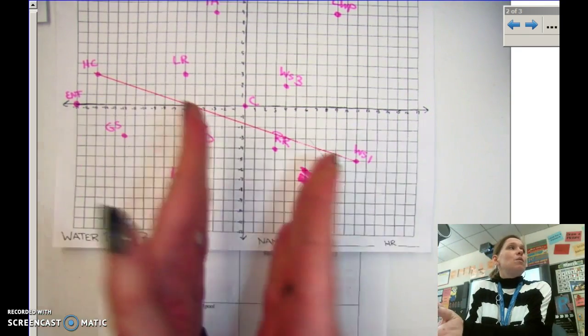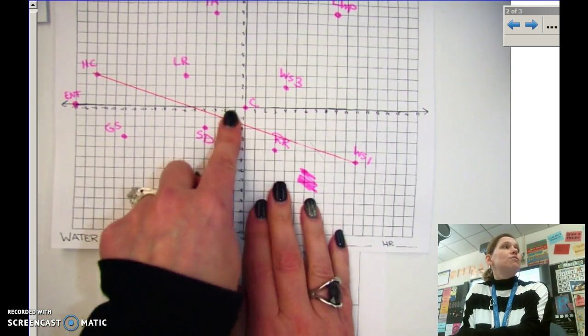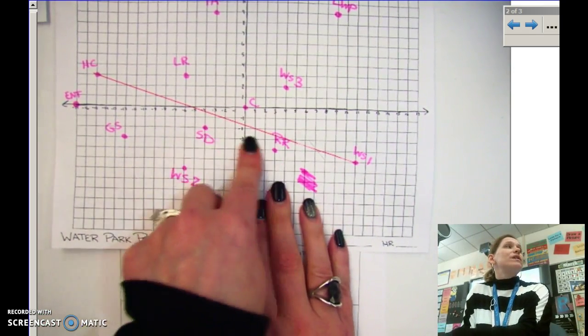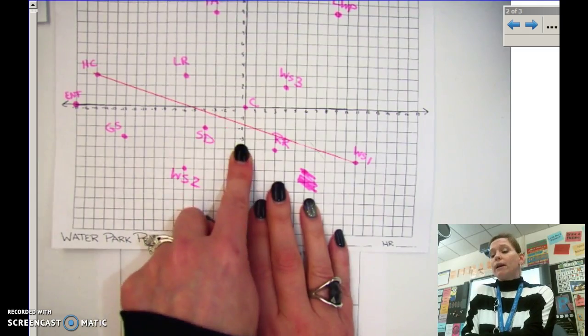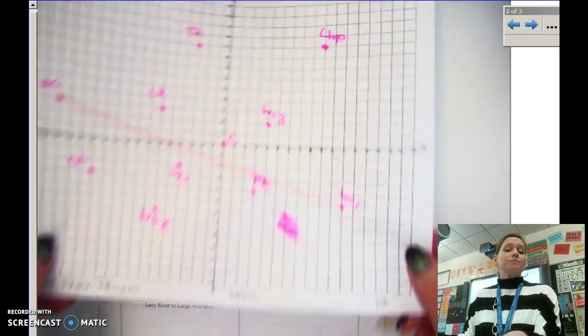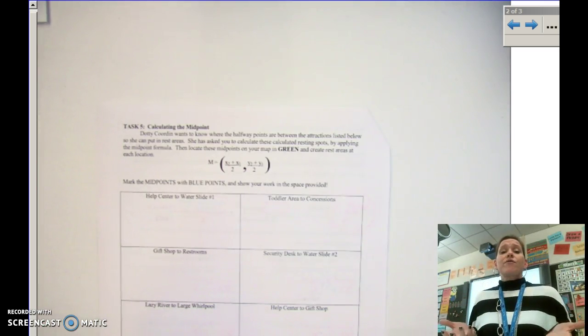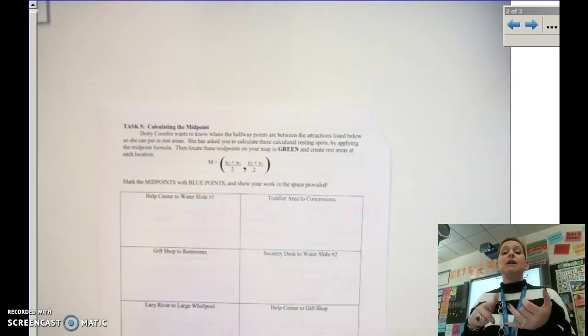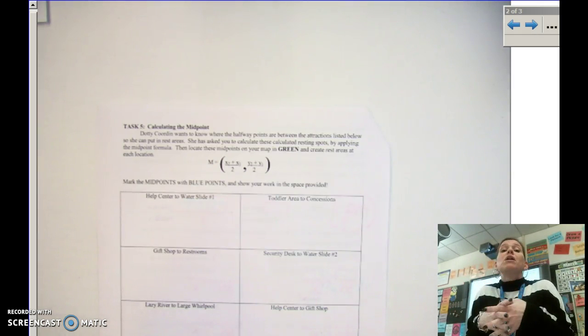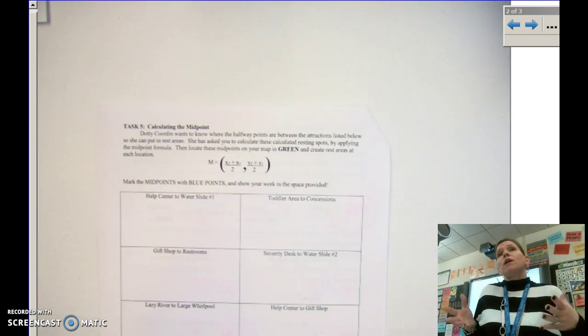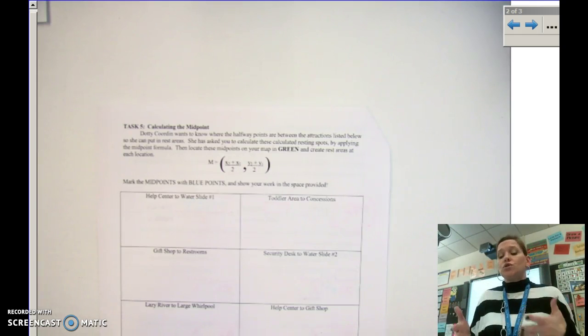When you take the middle of something, we know it's going to be somewhere in this area on this line, somewhere in here. So we know what we're looking for. If you think of midpoint, I think of average. When you find the average of something, you're finding the middle, right? Mean, median, mode. You're looking for the middle of your data. It's the same thing here. We're looking for the middle between those two points.